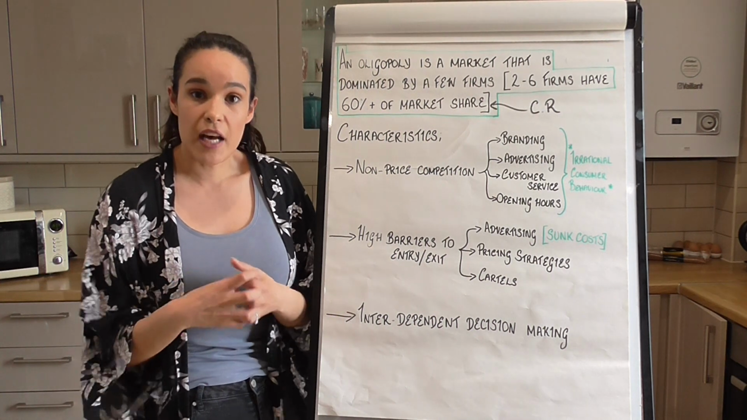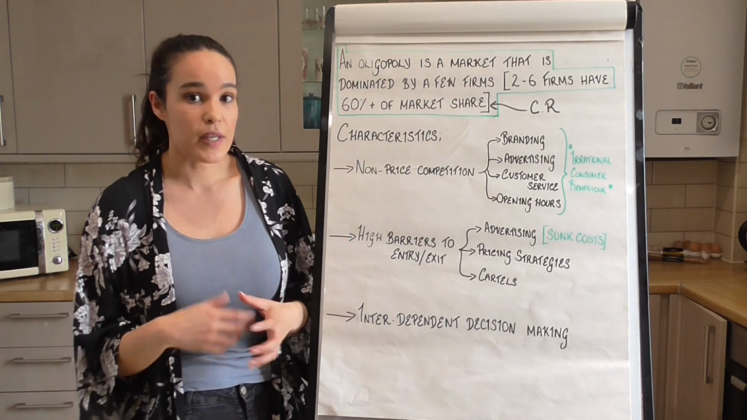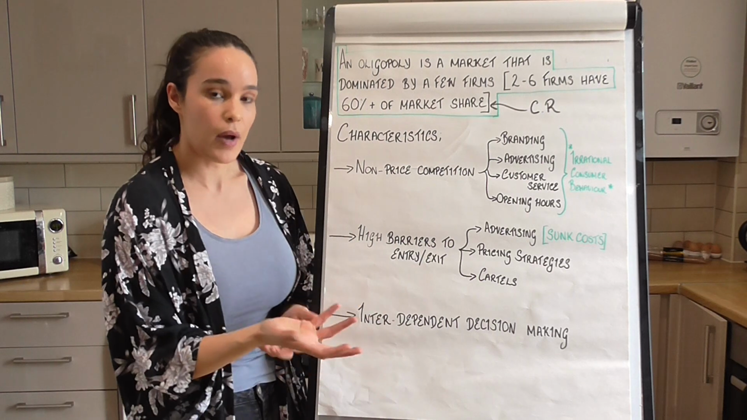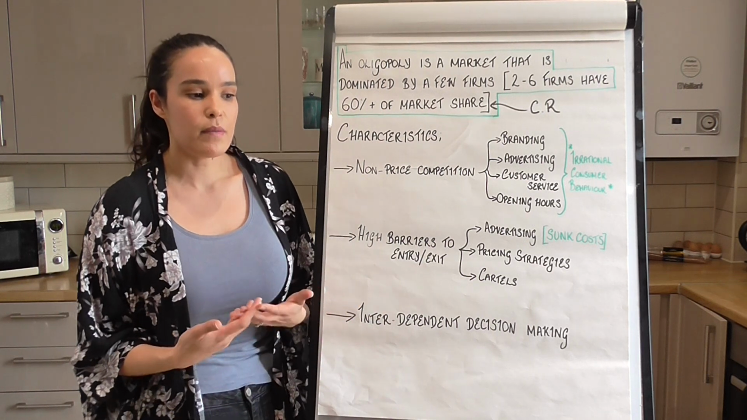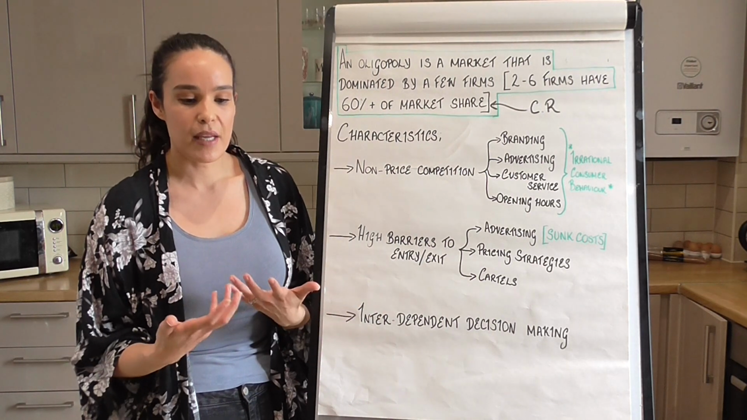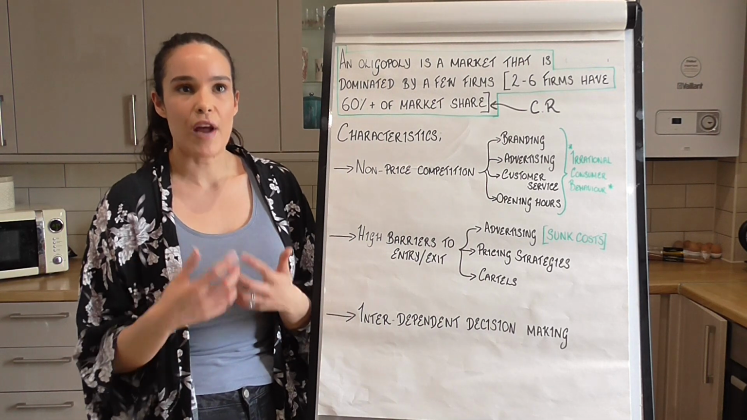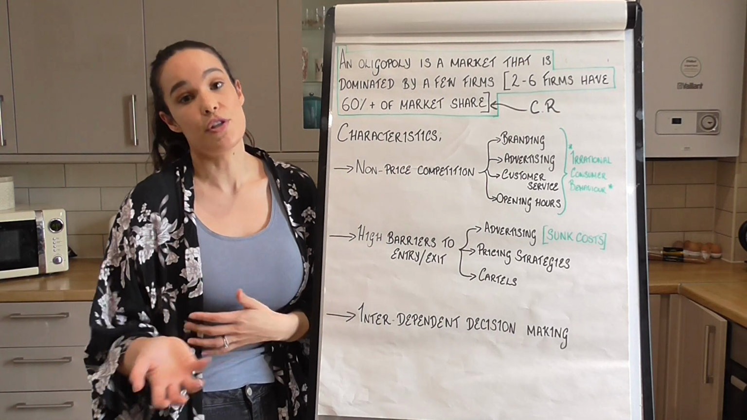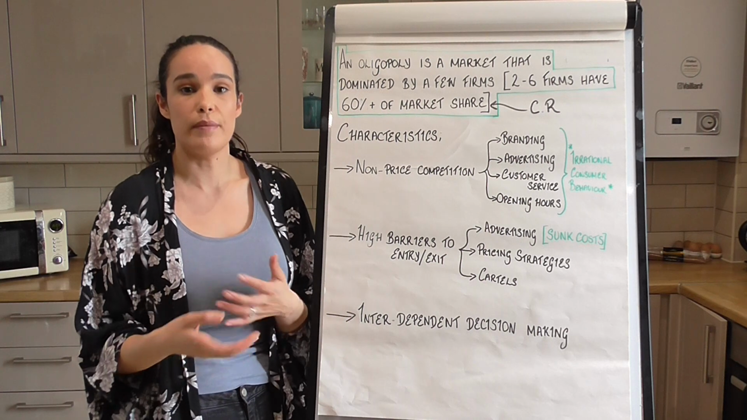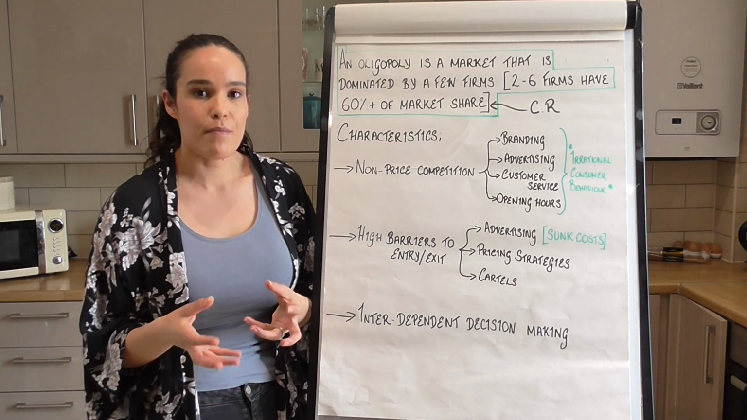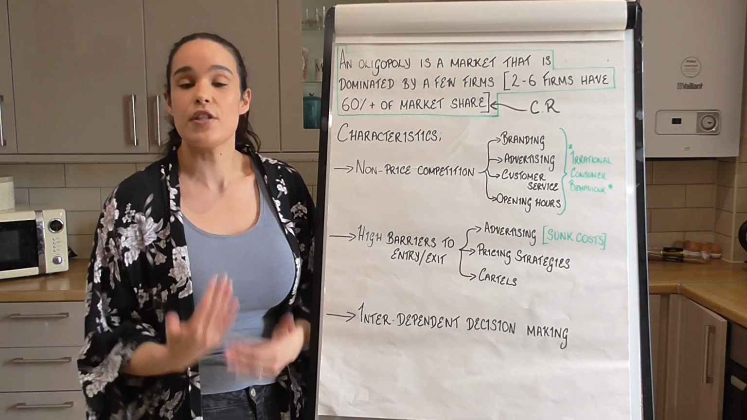Whether they do that overtly or whether they naturally do that is something that we will look at in another video as well. But interdependent decision making in oligopolies actually means that oligopolies very rarely make their decisions based on consumers and consumer needs and consumer wants. Actually, they make their decisions based on each other.